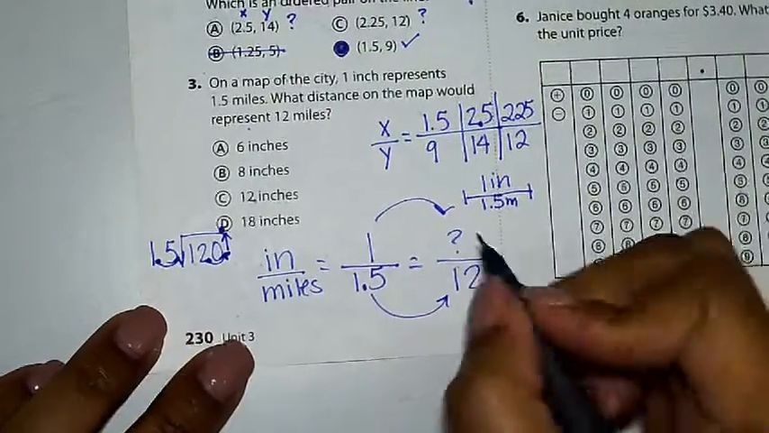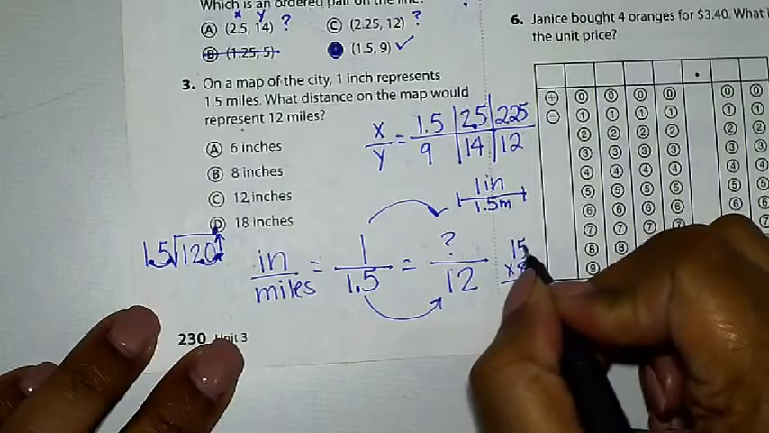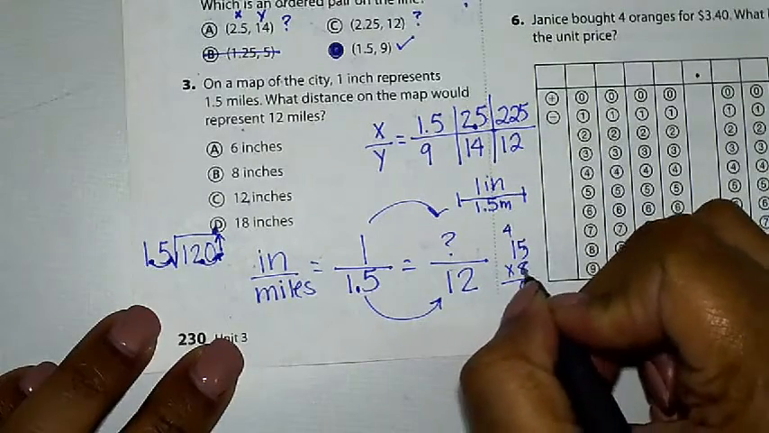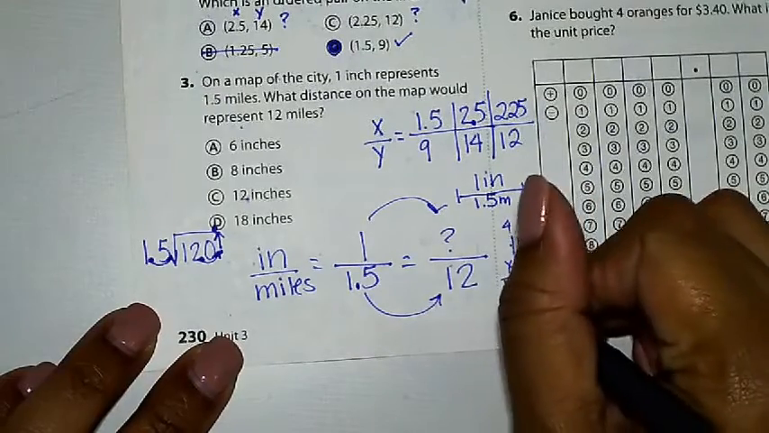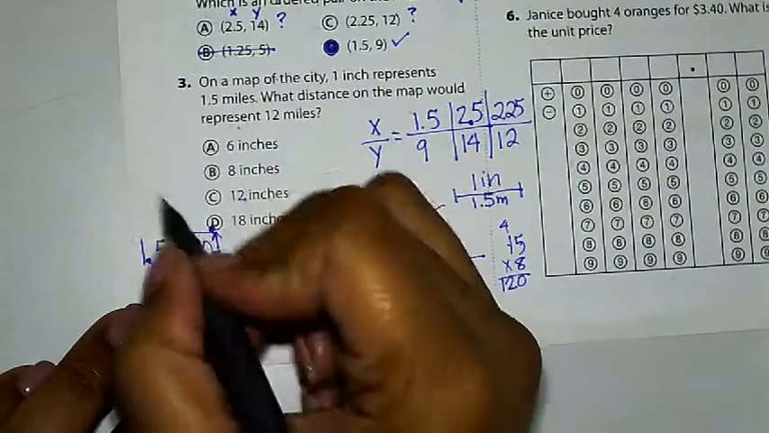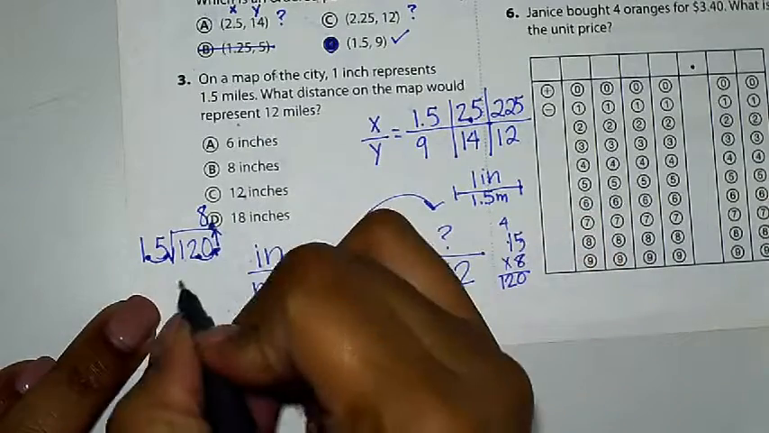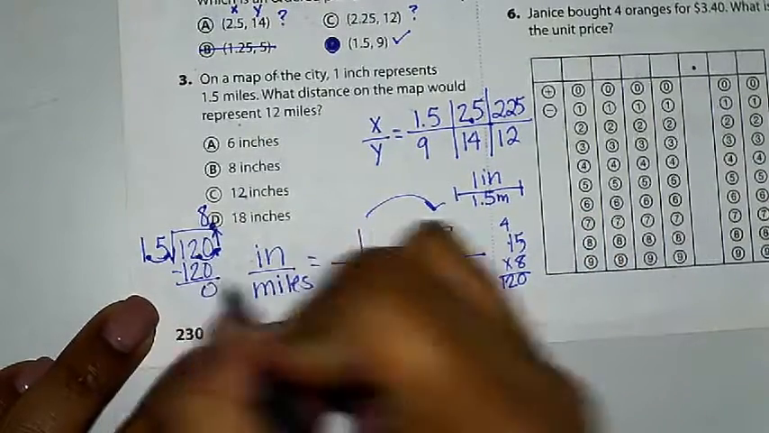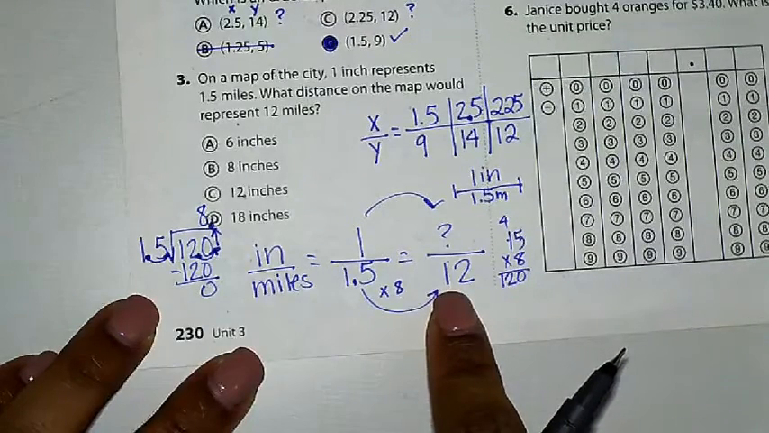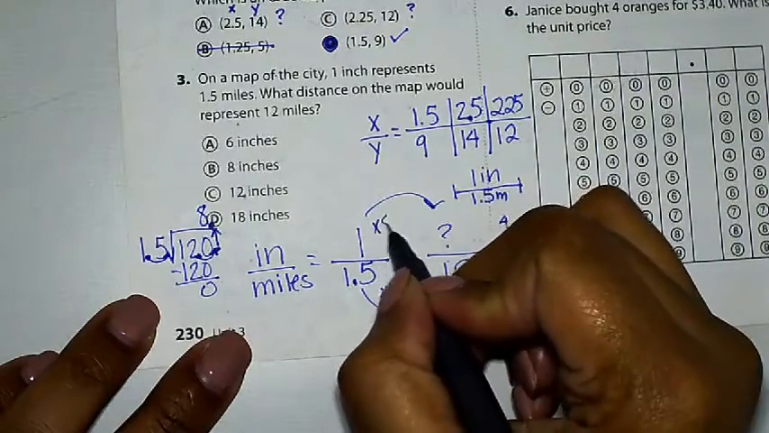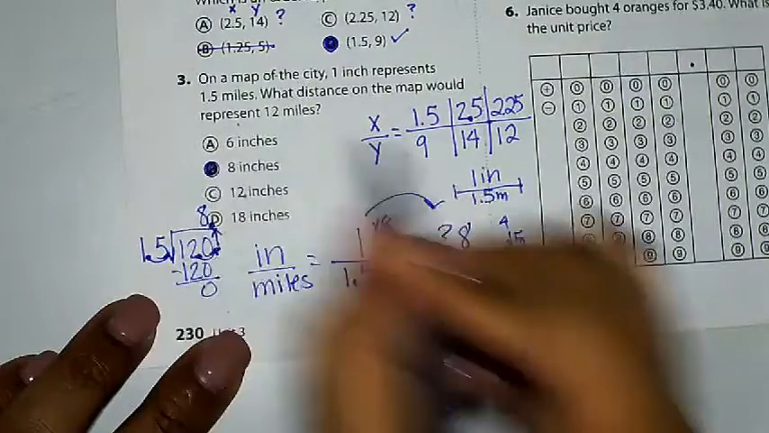So I'm going to guess here. I'm going to say 15 times 8. 8 times 5 is 40, and 8 times 1 is 8 plus 4 is 12. Okay, that was a pretty good guess. And I didn't guess, I kind of knew that. 8 times 15 is 120. Subtract, we get 0. So we need to multiply 1 5/10 times 8 to get to 12. So then 1 times 8 is 8. So I'm looking for 8 inches, which is B.